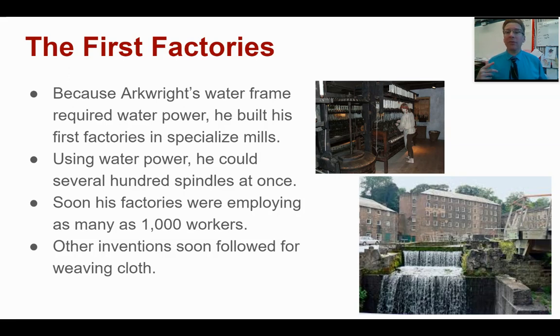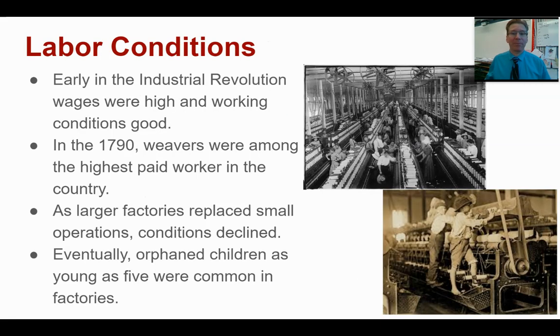And soon he had several hundred spindles going at a single time, producing more thread than Britain had ever been able to produce before. And in economic terms here, the more you can produce, the less money you can charge for your good, and the less money you charge, the more demand for your product exists. So he's got the market cornered and is doing very well here. And soon his factories are employing as many as 1,000 workers to do this. Other inventions soon followed to take the thread of Arkwright's mills and create cloth out of it, and the textile boom in the Industrial Revolution is in full swing. So, labor conditions. What was it like to work in these?